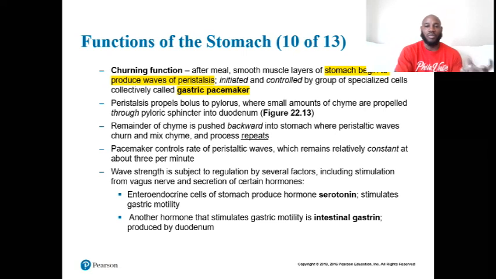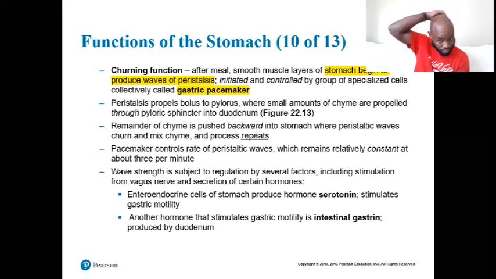Whereas parts of the chyme are pushed backward, where it continues to churn. This process just repeats. So the stomach basically fills up, starts churning, and pushes little bits at a time down your intestines.